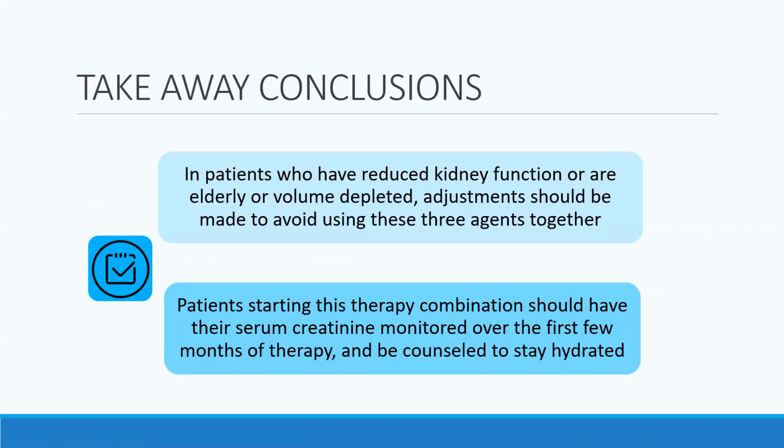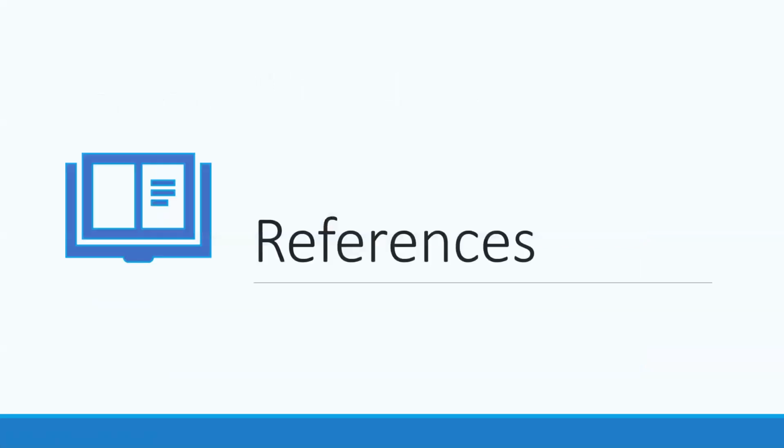So in conclusion, in patients who have those risk factors that we talked about before, reduced kidney function, elderly, volume depleted, adjustments should be made to avoid using the three agents together. And patients starting this therapy combination should have their serum creatinine monitored over the first few months of therapy and be counseled to stay hydrated while on the three together. And the study I mentioned above mentioned that it is more likely for the AKI to occur specifically within the first month. So it's super important if a patient is going to be on all three to monitor their serum creatinine over the first few months to make sure everything's all right.